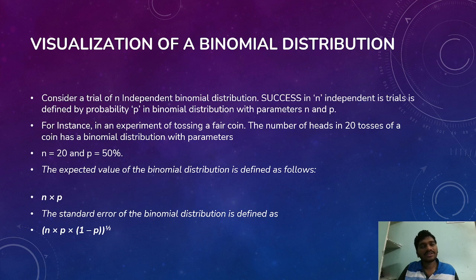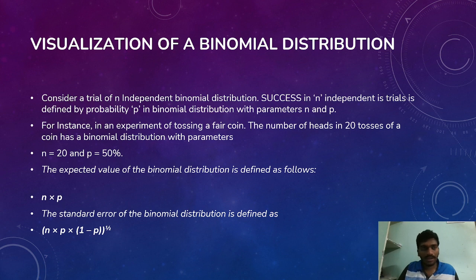Visualization of a binomial distribution. Considering independent trials, success in independent trials is defined by probability p in a binomial distribution with parameters n and p. For instance, in an experiment of tossing a fair coin, the number of heads in 20 tosses of a coin is a binomial distribution with parameters n equals 20 and p equals 50%. The expected value of the binomial distribution is defined as n into p. The standard error of the binomial distribution is defined as n into p into 1 minus p, whole power 1 by 2.